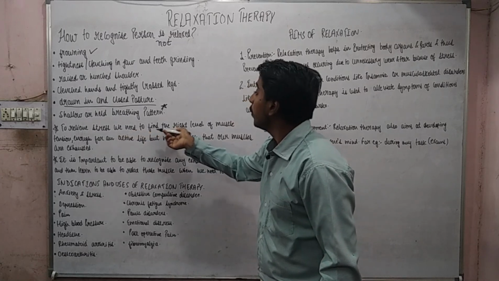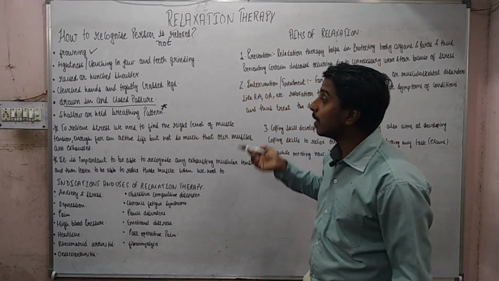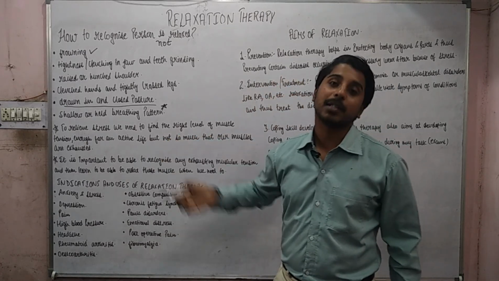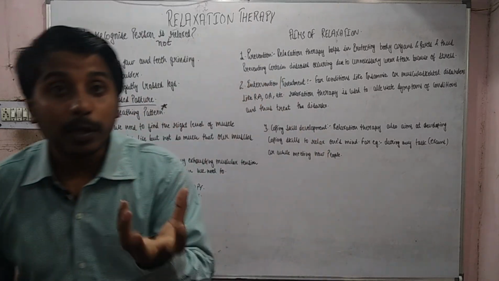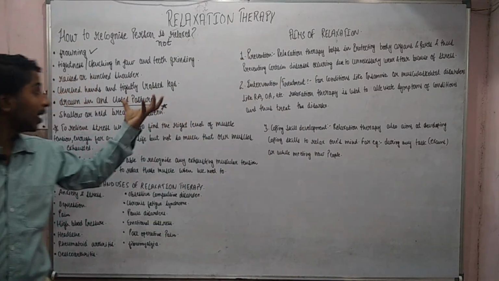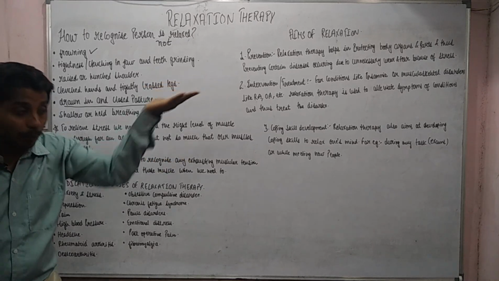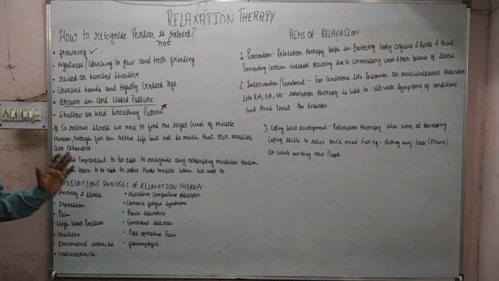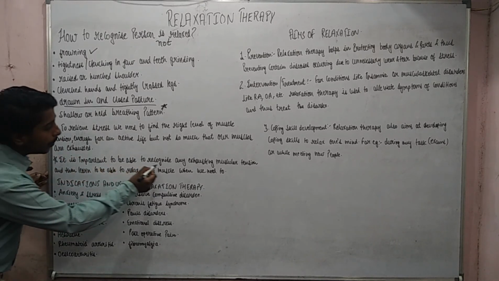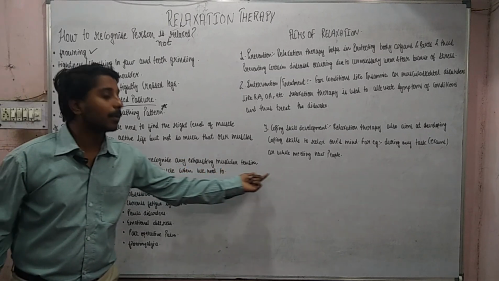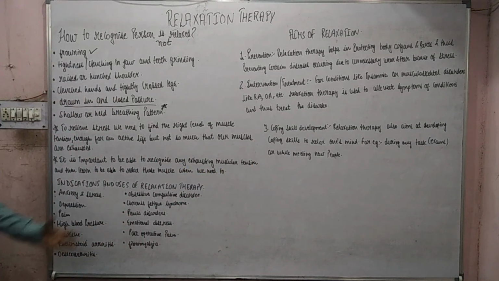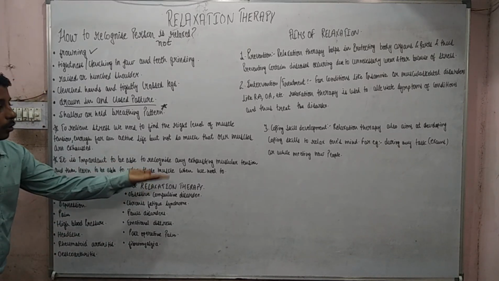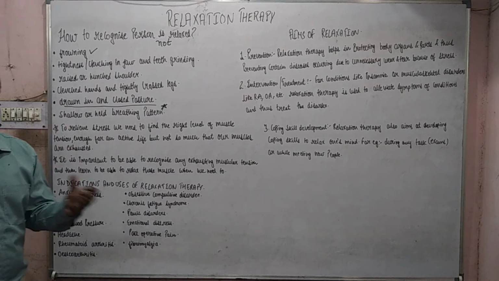To relieve stress, we need to find the right level of muscle tension which is enough for active life, but not so much that our muscles are exhausted. So you need to find what the stressed position is and how we can come back to the normal position in which our muscles are at ease. Then it is important to be able to recognize any exhausting muscular tension, and then we must be able to relax those muscles. It is again a very simple point.